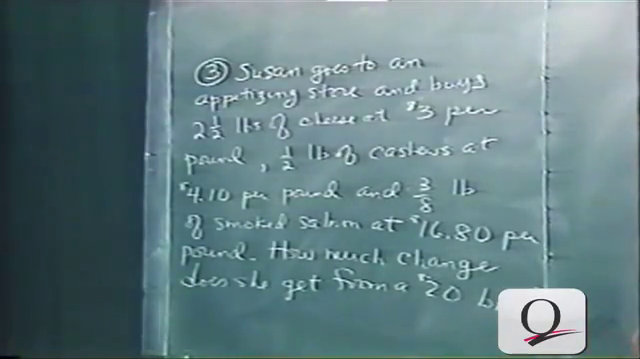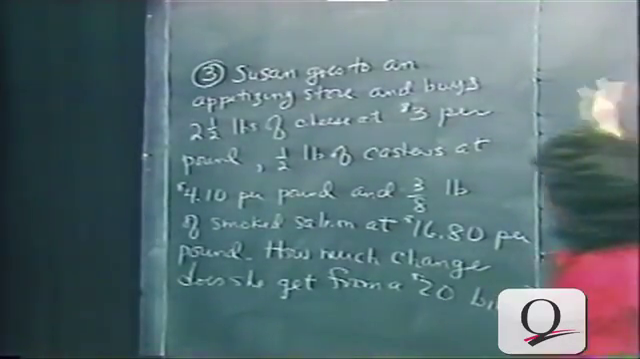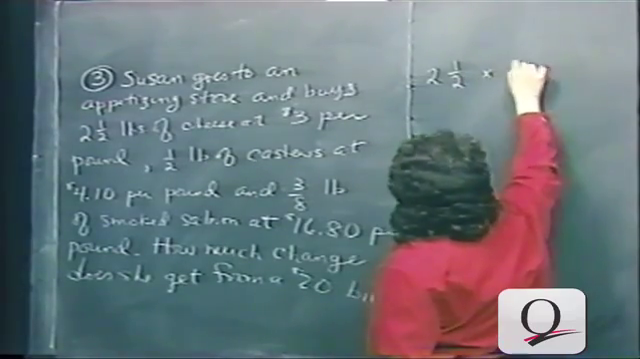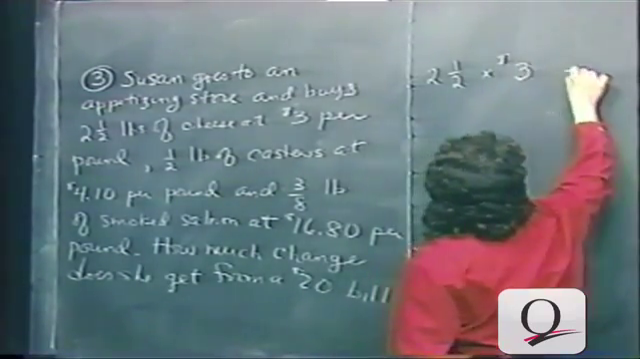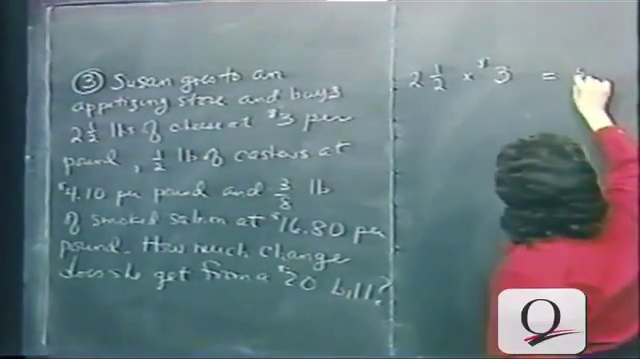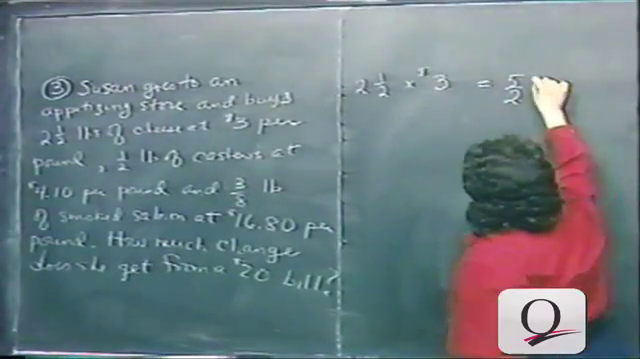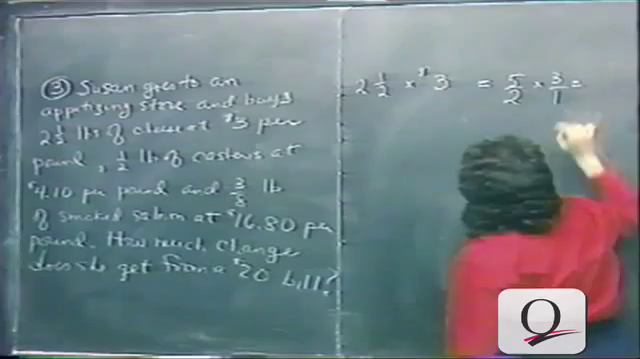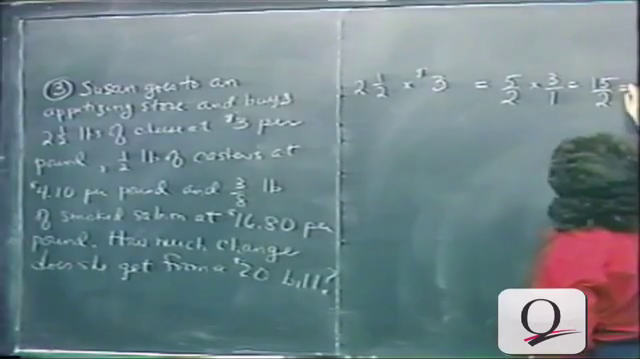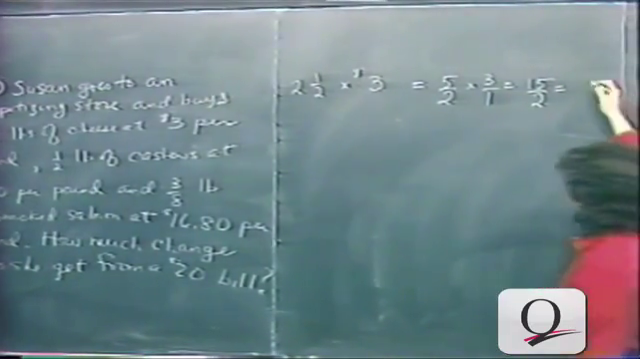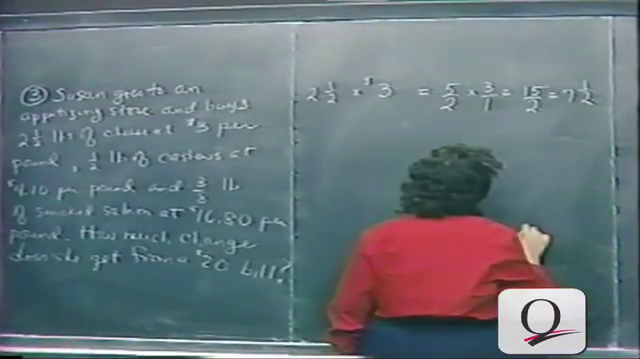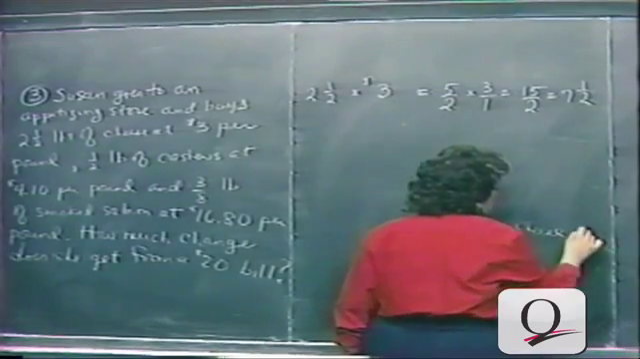Okay, let's first figure out how much she pays for the cheese. She has 2.5 pounds of cheese at $3 per pound. So for the cheese, she pays 2.5 times 3, that's 5 halves times 3 over 1. That's 15 halves. And once again, there's nothing wrong with 15 halves, but I think we would prefer 7.5. If we're talking about dollars, we understand for the cheese, she pays $7.50.